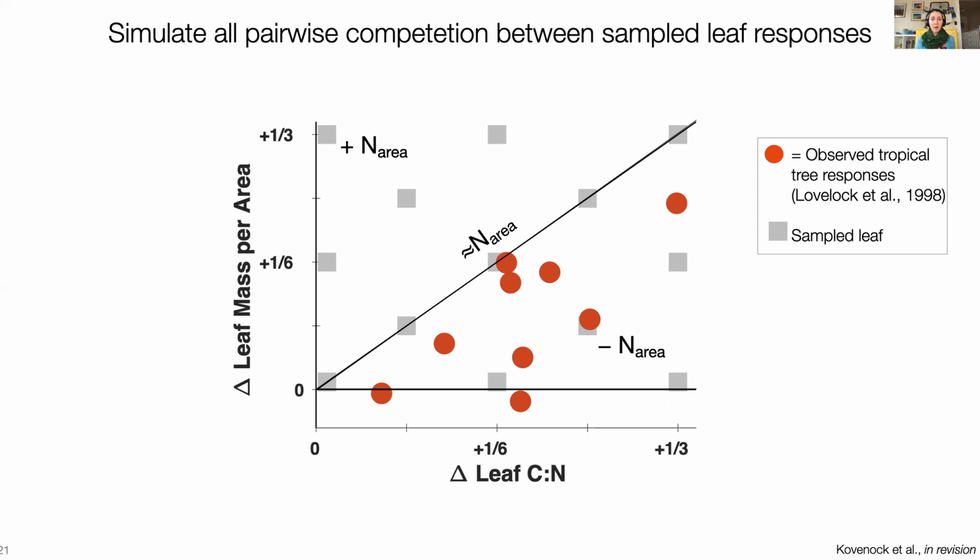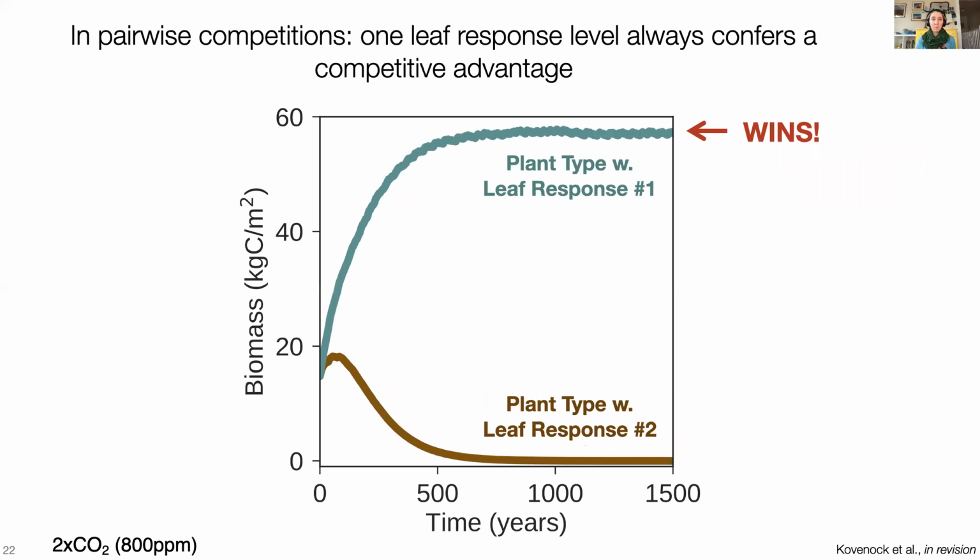And we're going to test how each of these trees fares in competition to a tree with a different leaf response. And these simulations will look a bit like this. So in a pairwise competition, the 2 trees with different traits will compete against one another, and one of them always wins that competition eventually in the simulation. And that will represent how many times that tree with a given trait response wins the competition as a percentage of its wins. So in this case, the green tree wins this competition against the brown tree.